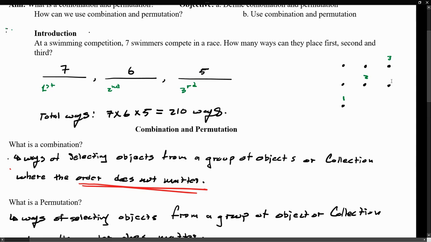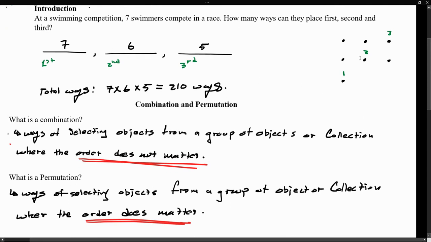We have a total of 7 swimmers, and we selected 3 of them. What we have done here is we selected objects from a group of objects. The group of objects was 7 swimmers, and we selected just 3 of them. Now the question is, did the order matter on how we were selecting those individuals? Well, if the order does matter, then we would call that a permutation.